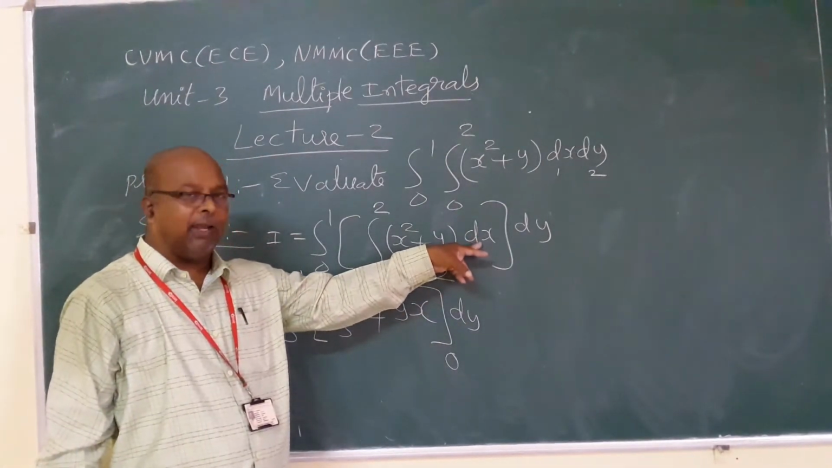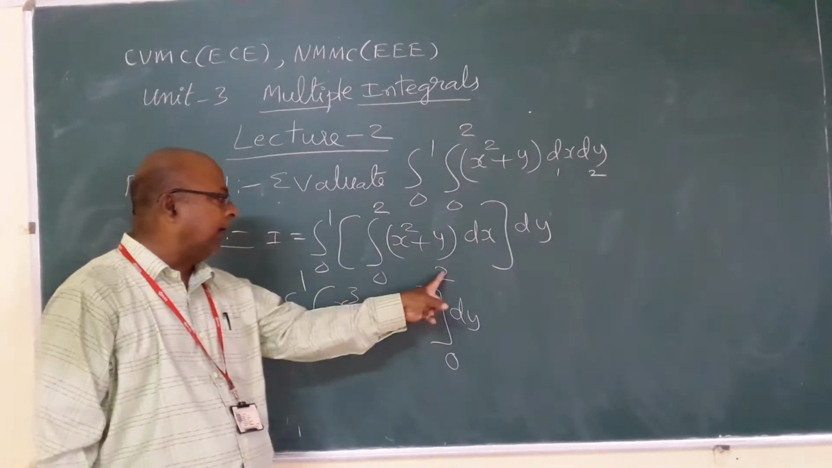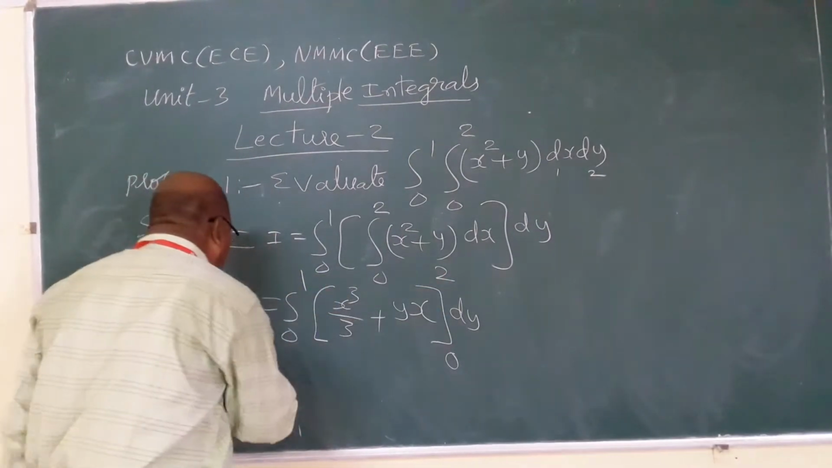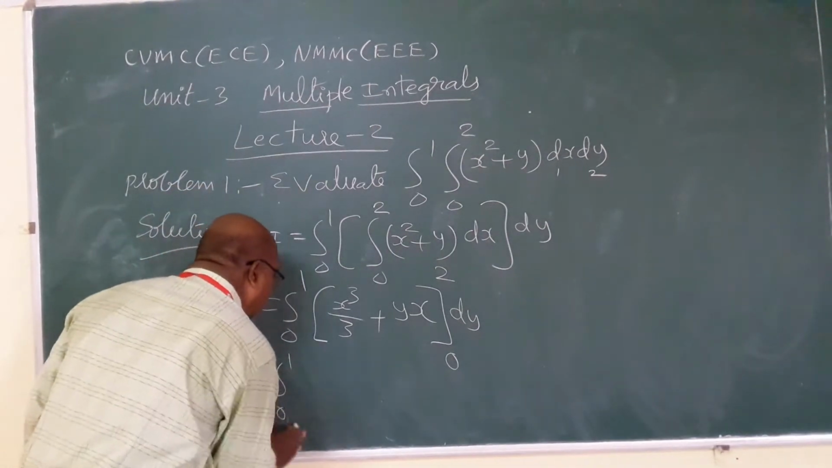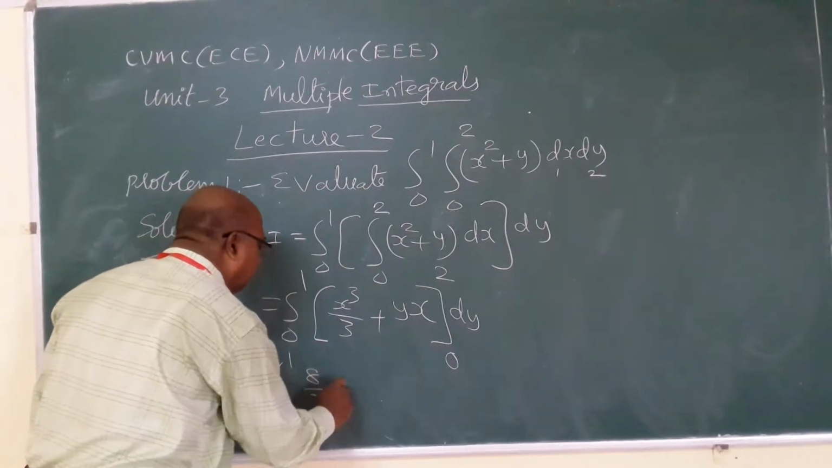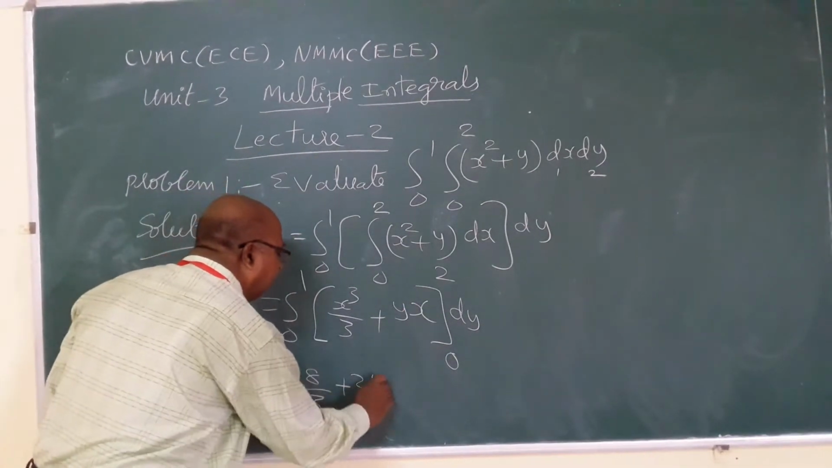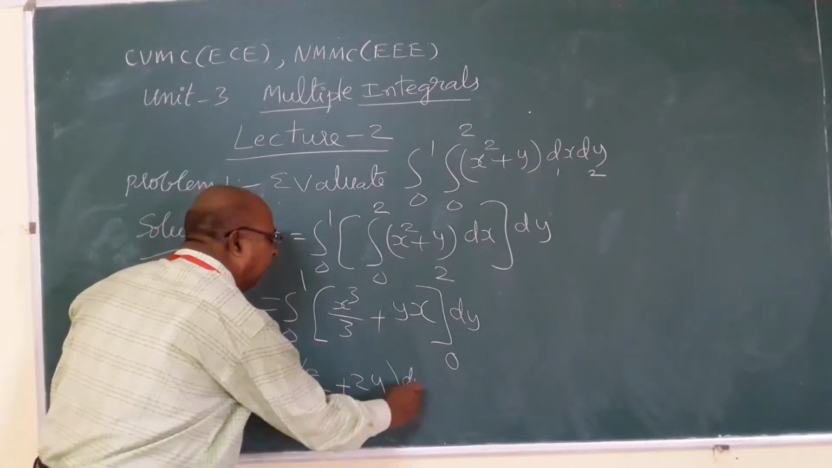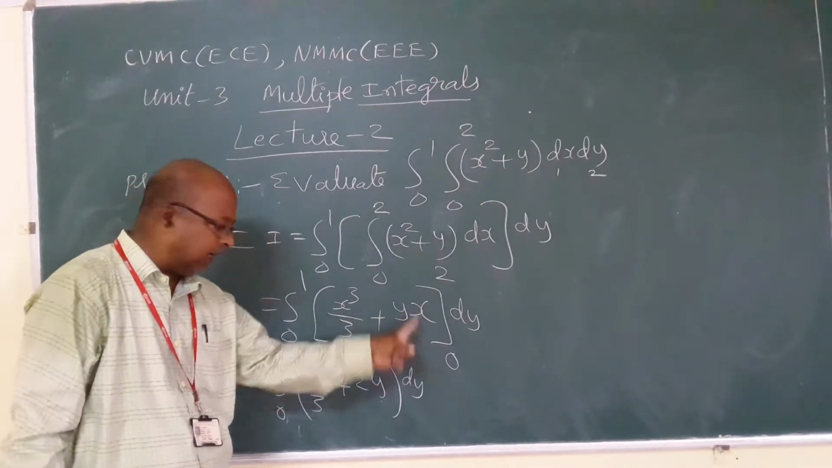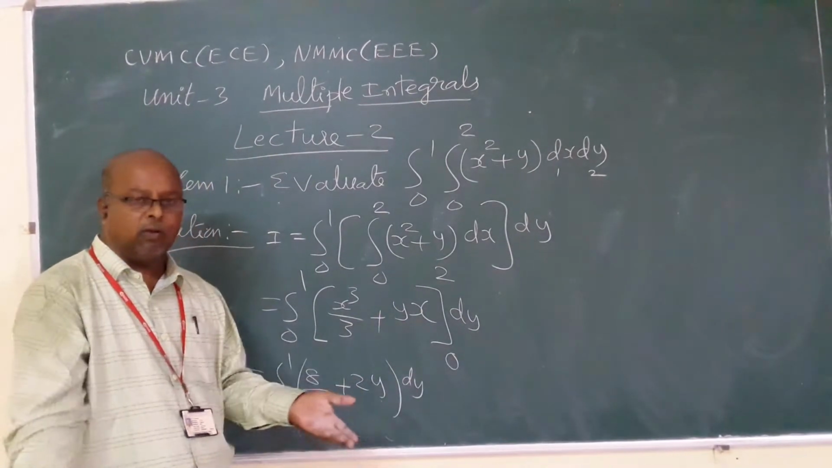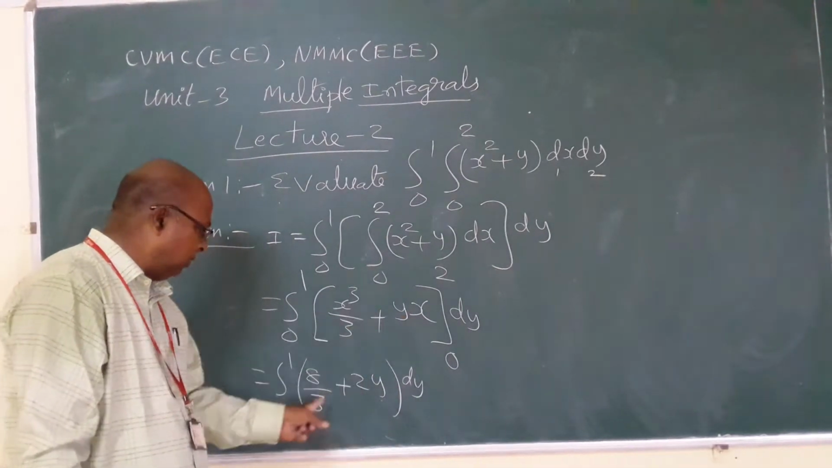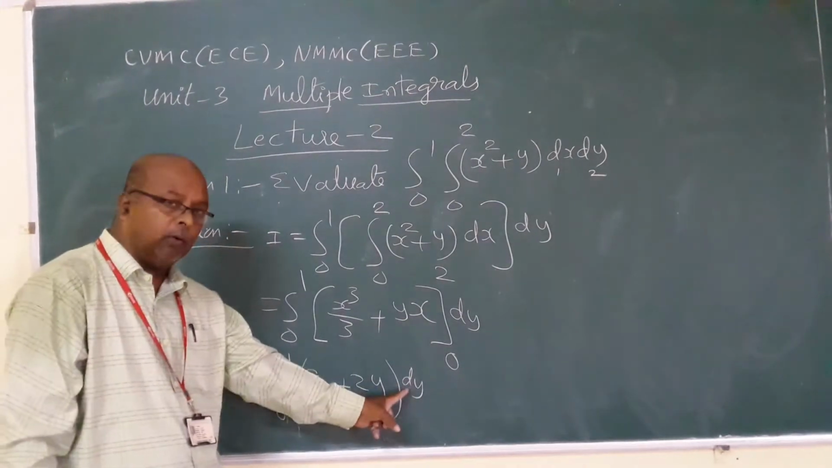Here we integrate with respect to the x variable. So instead of x, we write the upper and lower limits. Put the upper limit value: instead of x, we write 2 cubed, 8 by 3, plus 2y, dy. For the lower limit, instead of x, we write 0. We need not write the lower limit, since it is 0 minus 0 plus 0. So now integrate with respect to y.